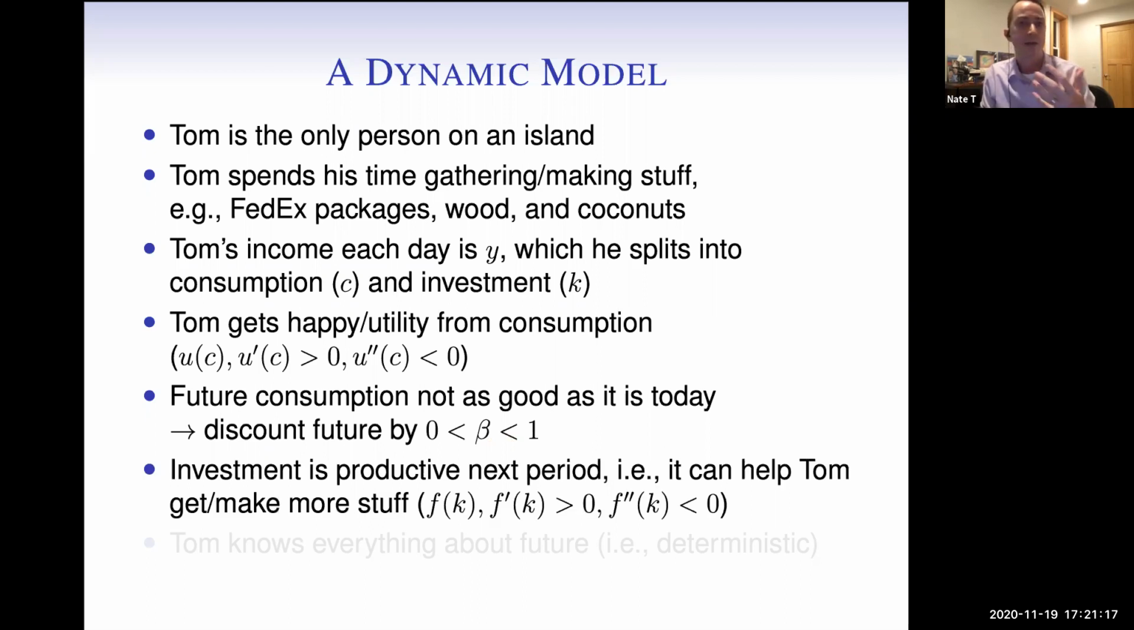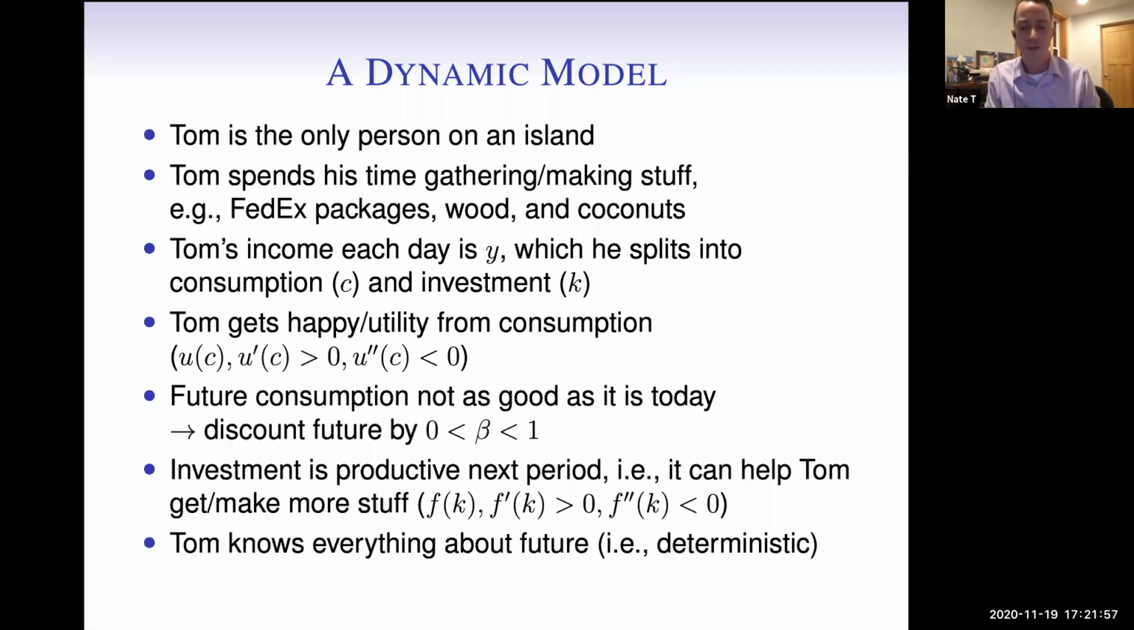Any investment he does, any things that he gathers that are useful tools or whatever, will be productive in the next period. So tomorrow he can use the axe to chop some wood or something, and that can help Tom get or make more stuff. And so potentially, if he makes something elaborate, a machine, it can make him very productive. Maybe he makes a machine to harvest coconuts, so he can gather a lot more coconuts than if he just went by the palm tree and collected them one by one. So investment, you want to think of as being productive. It can help you increase your income in the future.